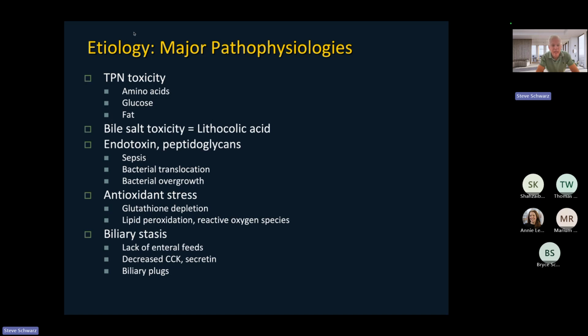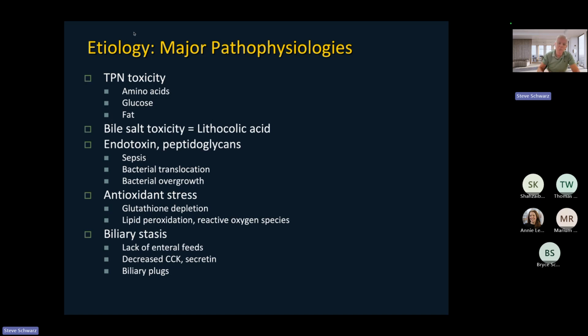We know that the secondary bile salts can be toxic. The number one player among these is lithocholic acid. Endotoxin and peptidoglycans elaborated by bacteria with increased bacterial translocation.